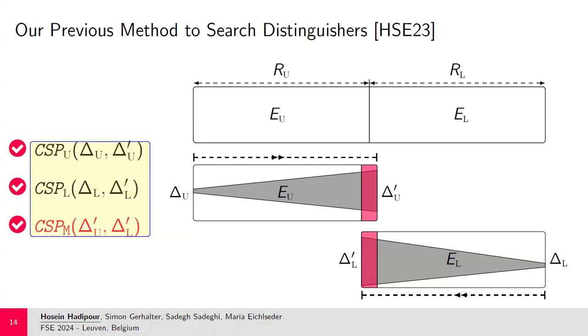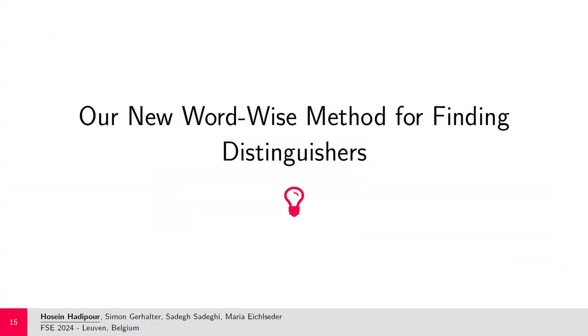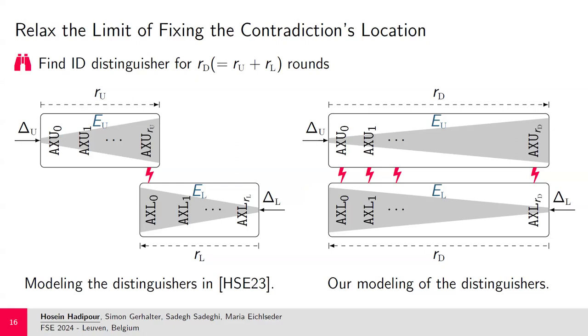We are fixing the location of contradiction. You see the red part. We are defining the location of contradiction at the level of rounds. In this work, we resolve this limitation. The idea is very simple. Instead of propagating the deterministic trails halfway, we model the propagation of deterministic trails through the whole distinguisher, namely RD rounds, as you can see in the right shape. We also model the deterministic propagation backward through the whole distinguisher. And then we put a constraint to guarantee having a contradiction in at least one cell through the whole distinguisher.